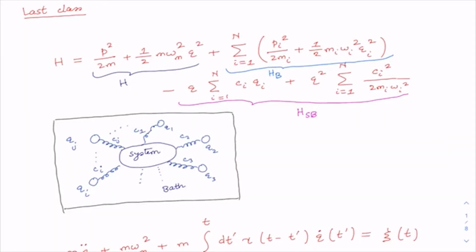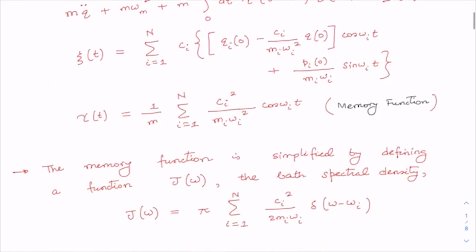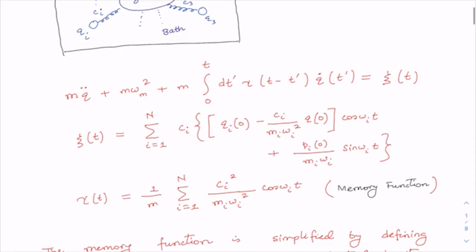So let us begin. In the last class, we continued our discussion on modeling a realistic situation regarding the interaction of the system harmonic oscillator with the surrounding. The surrounding was modeled as a collection of independent harmonic oscillators, each having a different coupling constant, and our analysis ultimately led to an equation of motion for the damped harmonic oscillator.